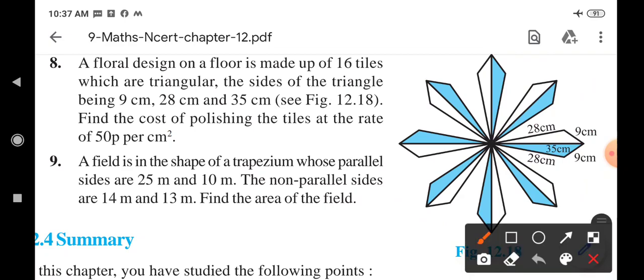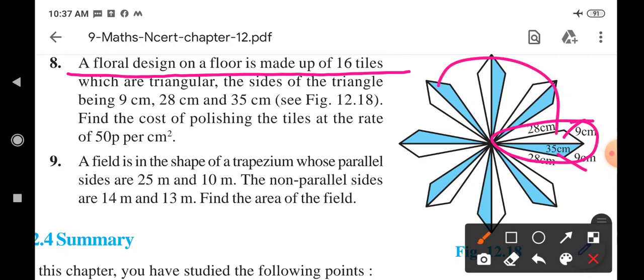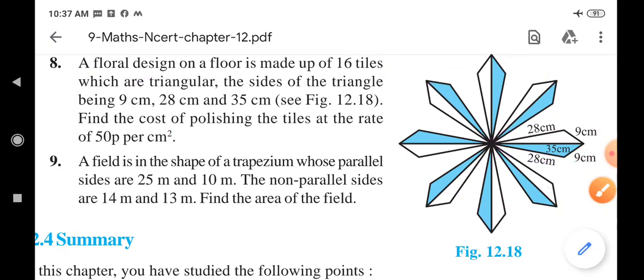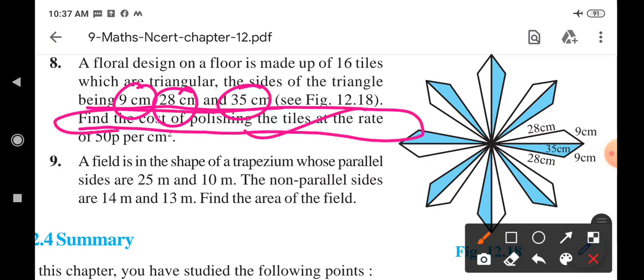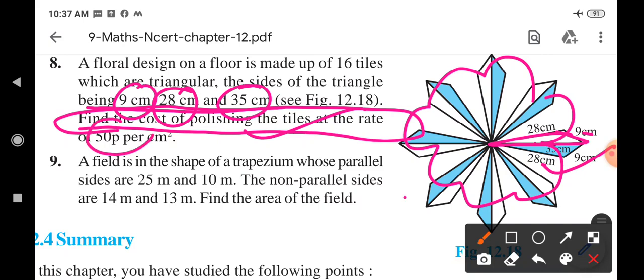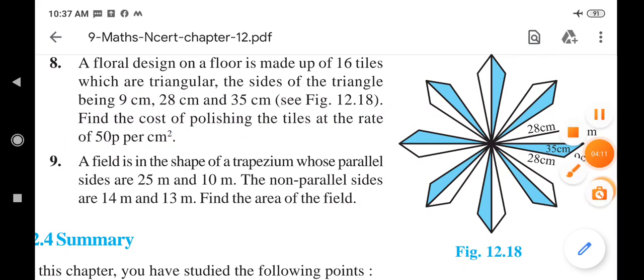I will read the question. The floral design of the floor is made up of 16 tiles. For one petal, we have used 2 tiles, so there are 16 tiles in total. The dimensions of each triangle are 9 centimeters, 28 centimeters and 35 centimeters, and we have to find the cost of polishing. For that, first we find the area of the first triangle, then multiply it by 16. Whatever area comes, we multiply by 0.50 rupees to get the final answer.